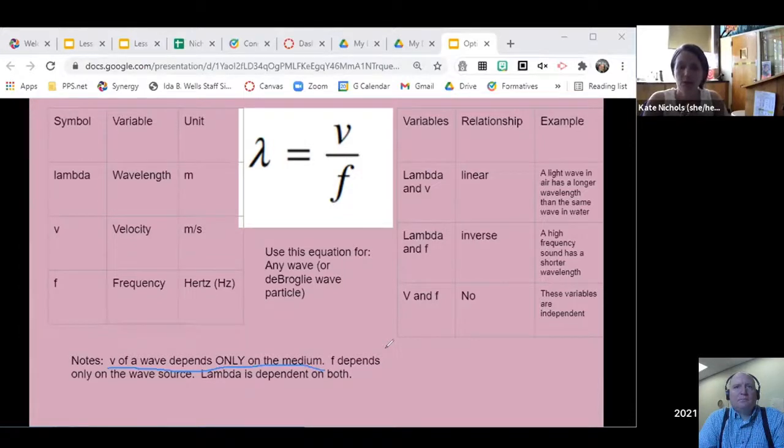The second relationship has to do with lambda and frequency, and this one is a lot more intuitive to people. The idea being, if you have a really high frequency wave, if the wave source is jiggling really fast, the wavelength is small. The waves are close to each other. And when the wave source is jiggling slower, then we have the waves further apart from each other.